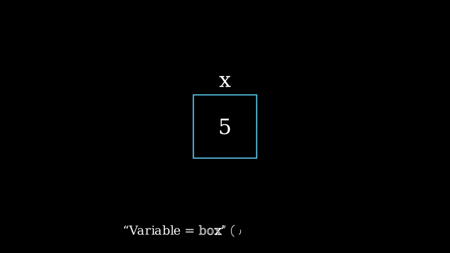Most beginners are told a variable is like a box that stores a value. But this idea is not quite correct. It works at first, but it hides how Python actually behaves. In Python, a variable is not a box. It is a name, a label, a reference to an object that exists somewhere in memory.